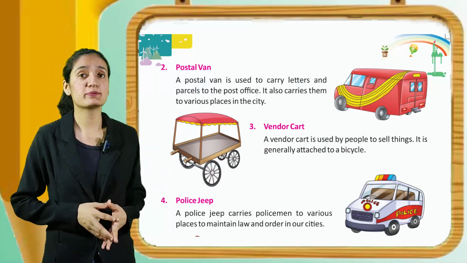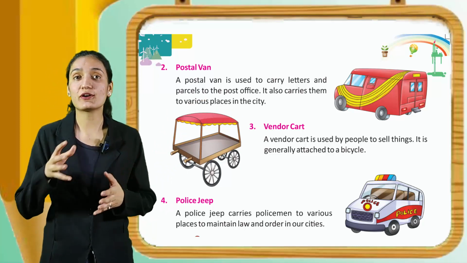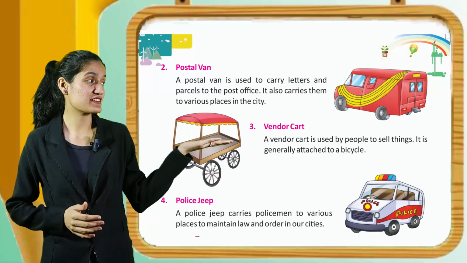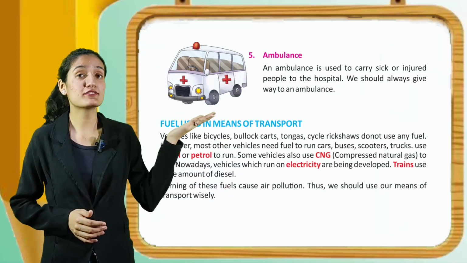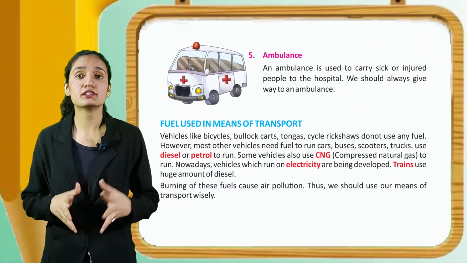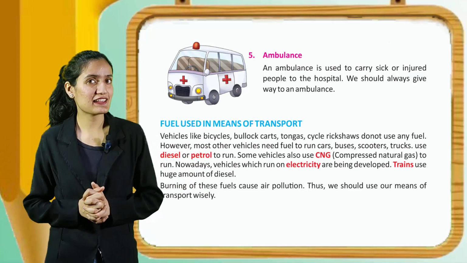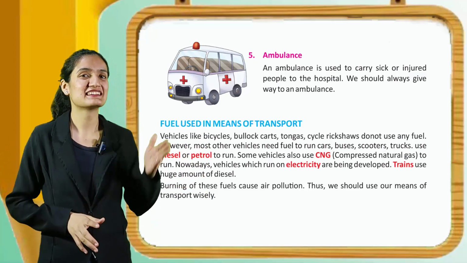Now, police jeep. A police jeep carries policemen to various places to maintain law and order in our cities. Here is a police jeep. Fifth, ambulance. An ambulance is used to carry sick or injured people to the hospital. We should always give way to an ambulance. Kids, have you ever seen an ambulance?